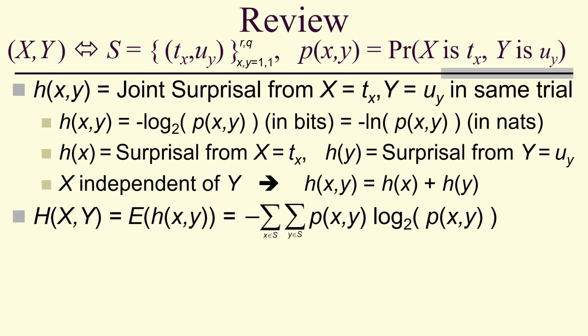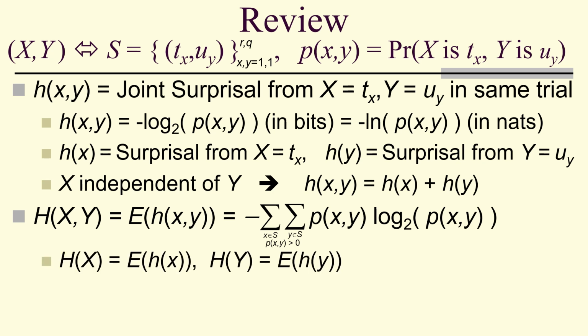The entropy for a joint distribution is the expected value of the joint surprisal, which is going to be a double sum over x and y of the joint distribution times the base 2 logarithm of p of xy, and of course it's negative. And it's only over those distribution values which are greater than 0. Probability equals 0 doesn't contribute to entropy.